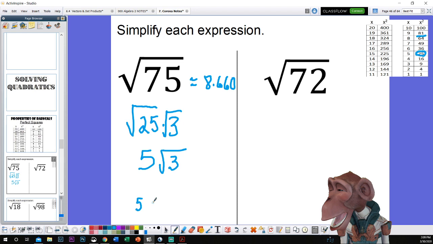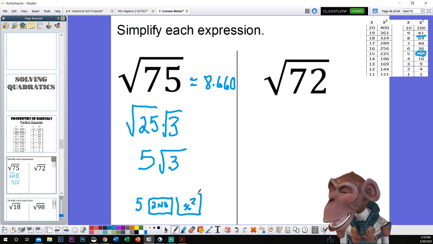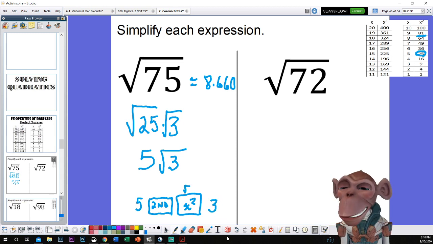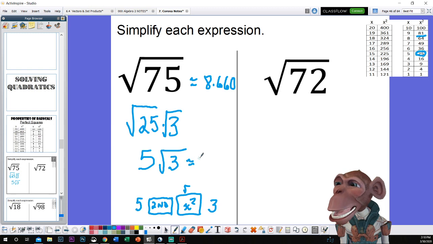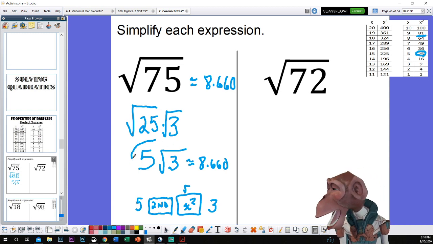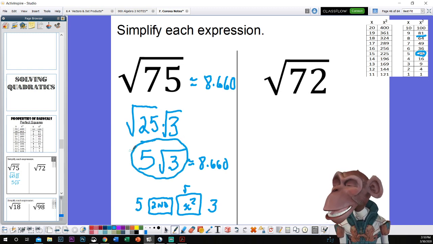So I'm going to type 5 and then my second key or shift, depending on what calculator you have, and then x squared. You'll notice above the x squared there's a little square root sign, and then hit 3 and then hit equals, and you should get the exact same answer. It should be 8.660 something something. Alright, so that's how we know we got this correct.